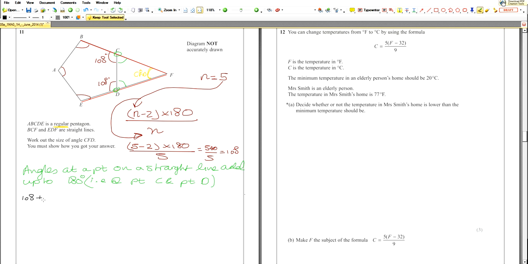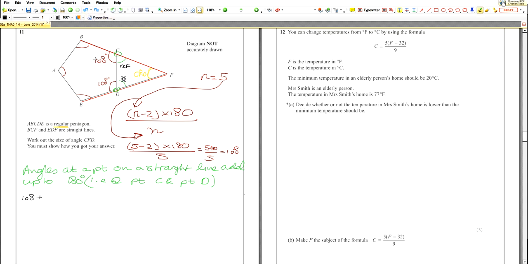Okay, now the green angle. If you define the green angle here, what's that going to be called? How do you label that green angle? It's angle DCF. So DCF is in the middle. This one's going to be what? CDF.